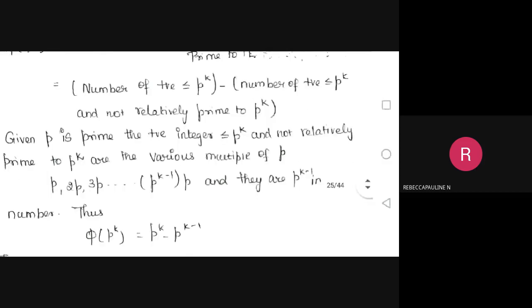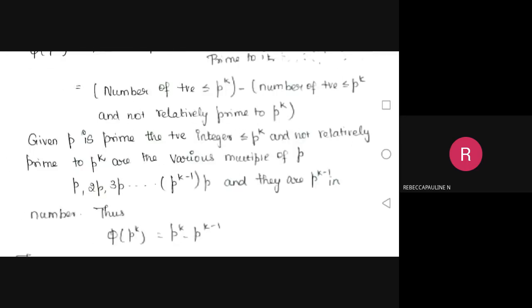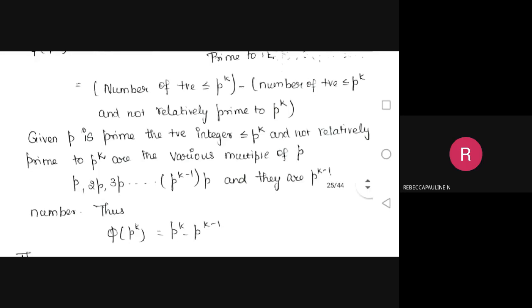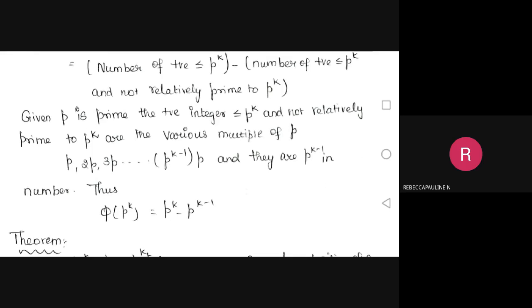So what are the integers? p, one times p, then 2p, then 3p, up to p power k minus 1 into p. These integers are multiples of p, so they can be divided by p, which means these integers are not relatively prime to p. Not relatively prime means the GCD is not equal to 1. So the GCD of p comma p is p, and the GCD of 2p comma p is p.